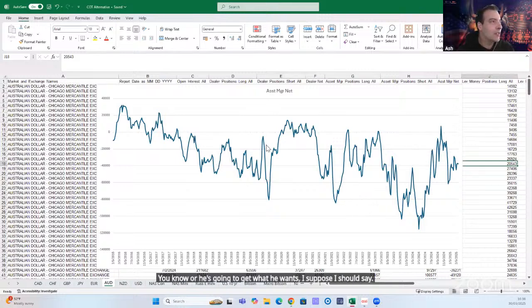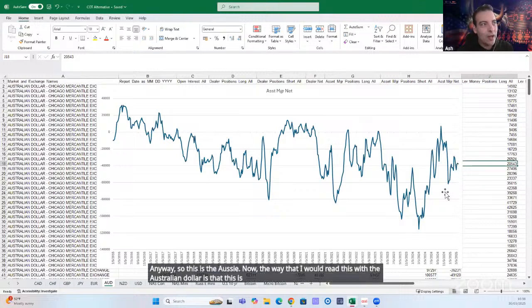Anyway, so this is the Aussie. Now, the way that I would read this with the Australian dollar is that this is right in the middle. What I like with COT data is to look for extremes.